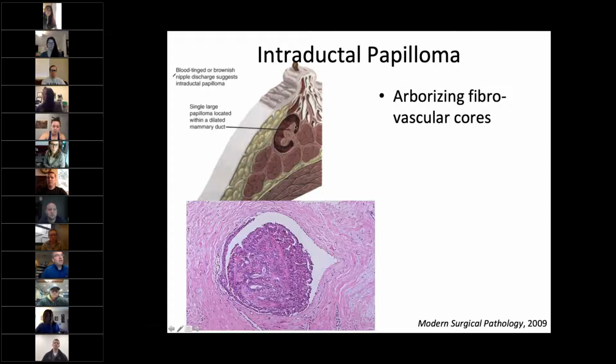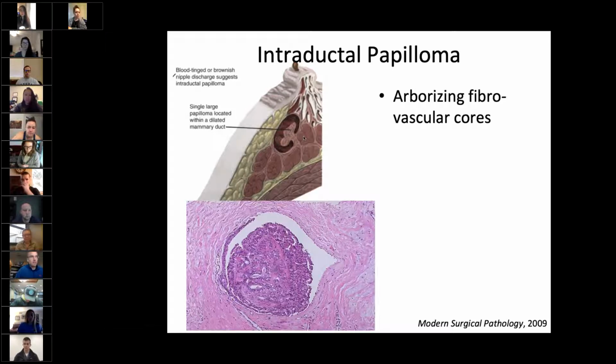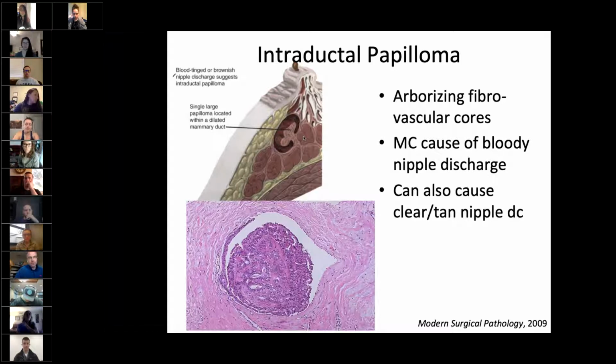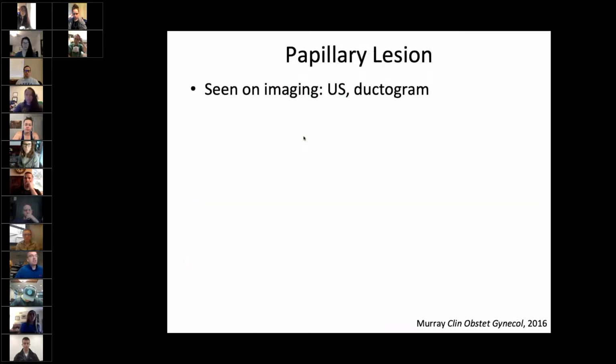So intraductal papilloma. The easy way to think of it is like a polyp in the duct of a breast. It's a little fibrovascular core that sticks out into the duct. And like a polyp, the tip of it can flake off or necrose, and then you can have some bloody discharge or tan or serous discharge. So again, this is a very common ABSITE question. The most common cause of bloody nipple discharge is intraductal papilloma. It can also cause clear discharge, things like that.